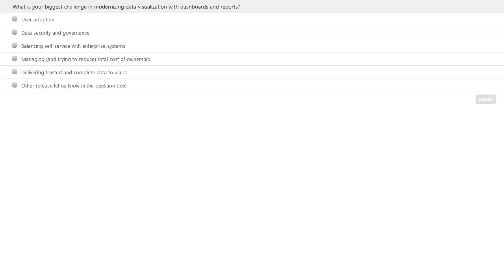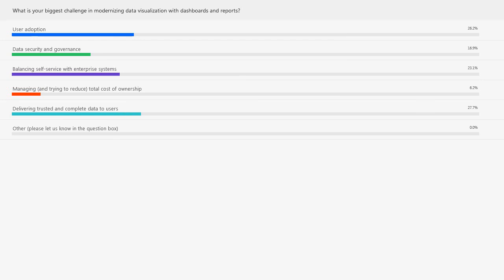Okay, let's get a look at the answers. About 30% are saying user adoption is a big issue. So that's interesting, that's the big one. 23% say data security. A little over 20% say balancing enterprise and self-service. Managing TCO, interesting, only 2.6% say that that's the issue. So that's good. And then delivering trusted and complete data to users, 23%. So you can see what some of the big issues are. Okay, Linda, off to you.